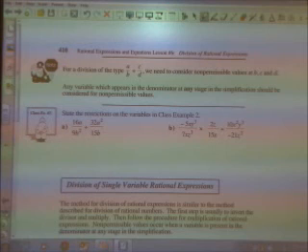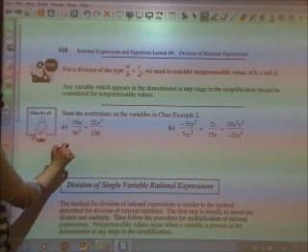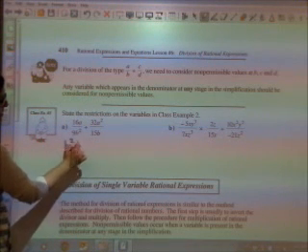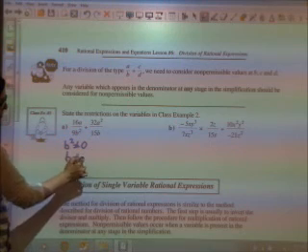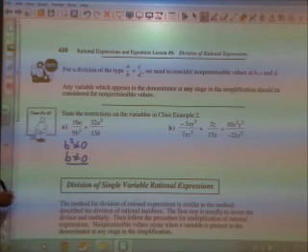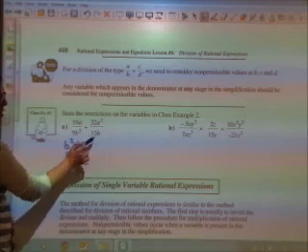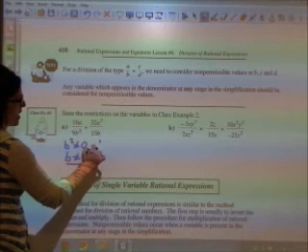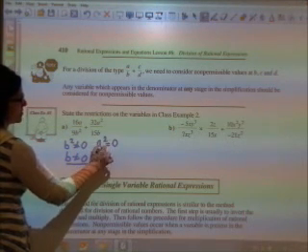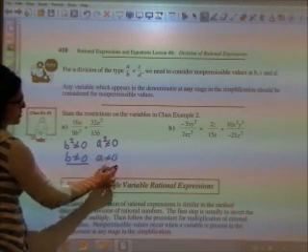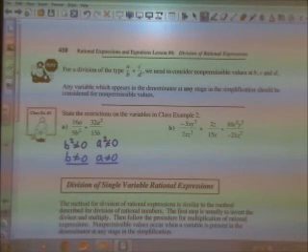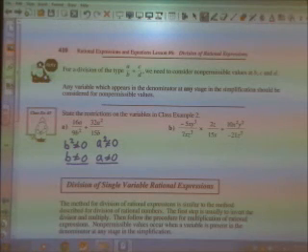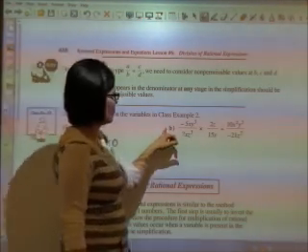So it says state the restrictions on the variables in class example number 2. So we have this part in here. b squared can't be equal to 0, which means b can't equal 0. That's one of my restrictions. When I look at this denominator, I also have a b. I've already taken care of it. And then I have to look towards the top. a squared can't equal 0, which means a can't equal 0. So a and b not equaling 0 become my restrictions. So what would be my restrictions for B?